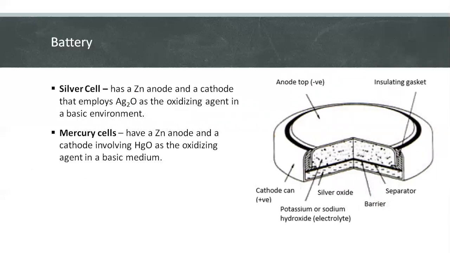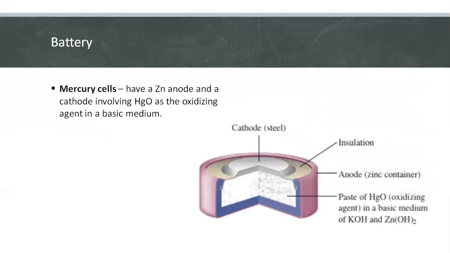The other types of useful batteries include the silver cell, which is presented in the figure, which has a zinc anode and a cathode that employs Ag2O as the oxidizing agent in a basic environment, while the mercury cell has a zinc anode and a cathode involving HgO as the oxidizing agent in a basic medium. See the figure for the diagram or illustration of a mercury cell.